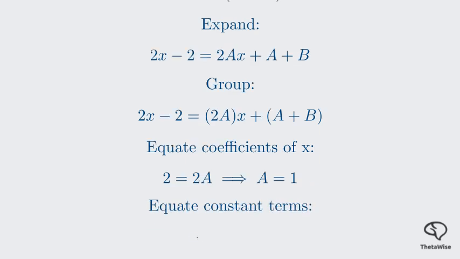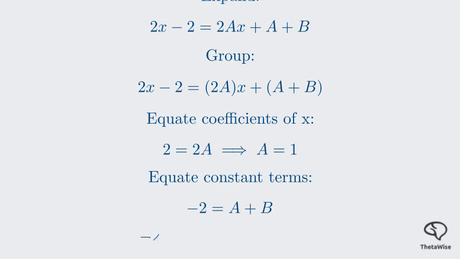Next, we compare the constant terms. On the left, we have negative 2. On the right, we have A plus B. So negative 2 equals A plus B. Since we just found that A is 1, we have negative 2 equals 1 plus B, which gives us B equals negative 3. Notice we found A equals 1 and B equals negative 3 very quickly and directly, which are the same values we found before. This method is often preferred when substitution alone isn't enough.